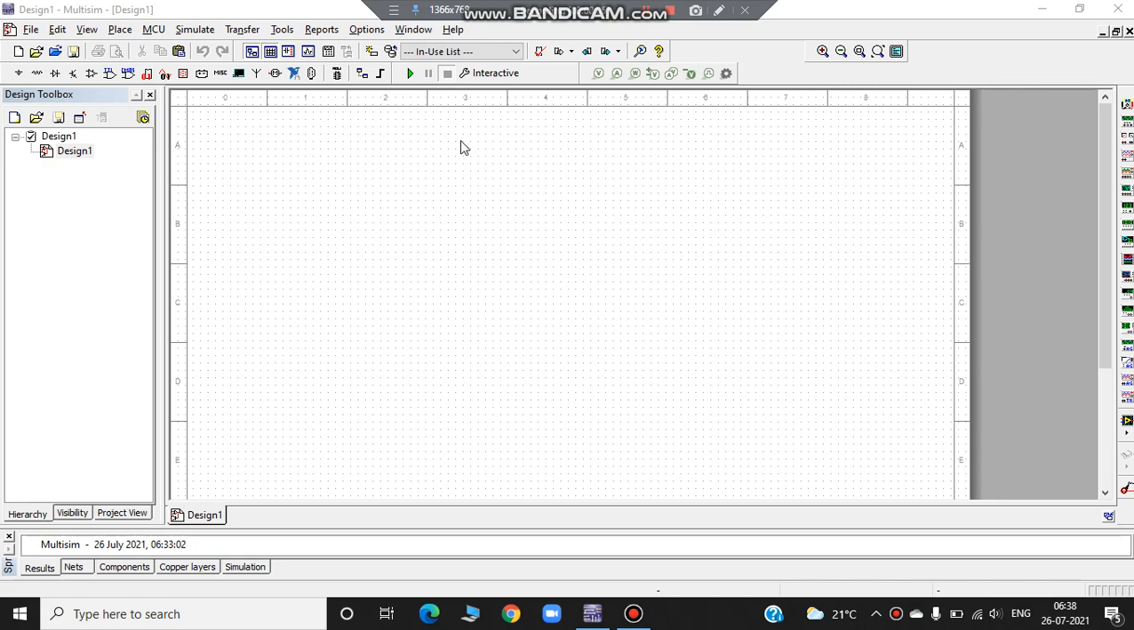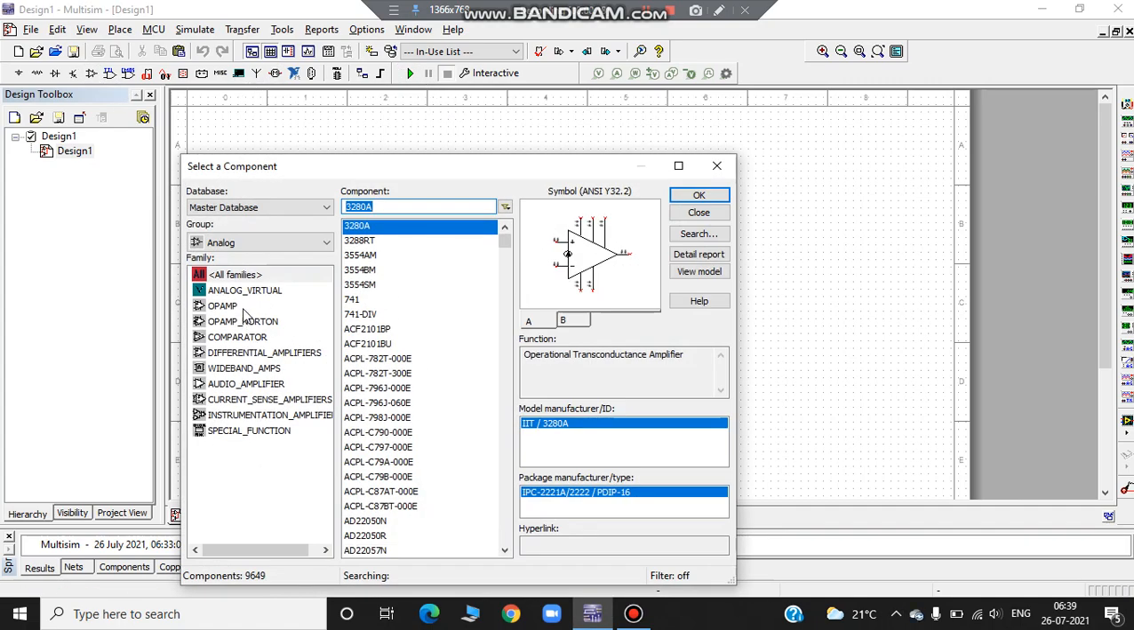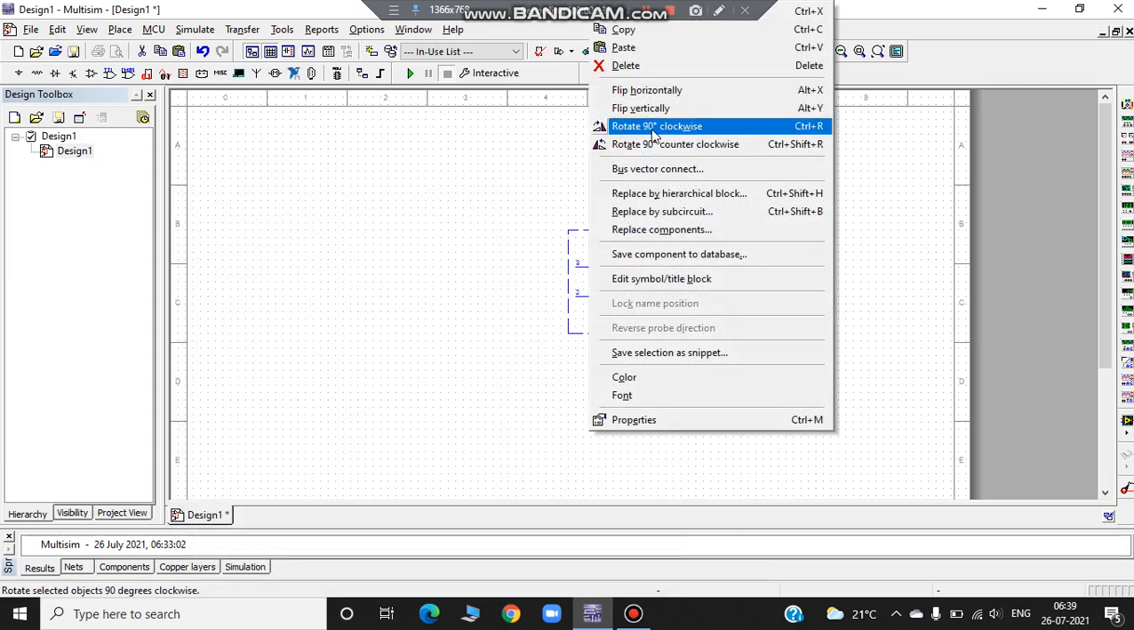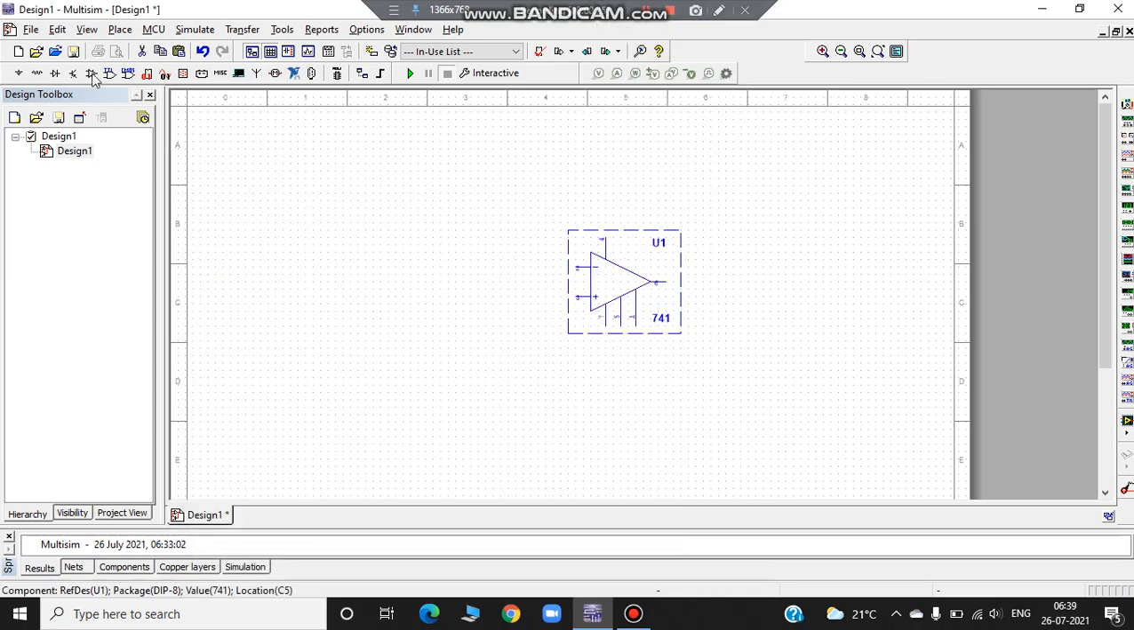Today I'm presenting you the first experiment of Multisim, that is part B experiments in analog circuits. So I'll be presenting you the RC oscillator first. I'll simulate it and then I'll explain the circuit. So I'll go to analog, op-amp 741 and place it. And I'll flip it vertically for my convenience.